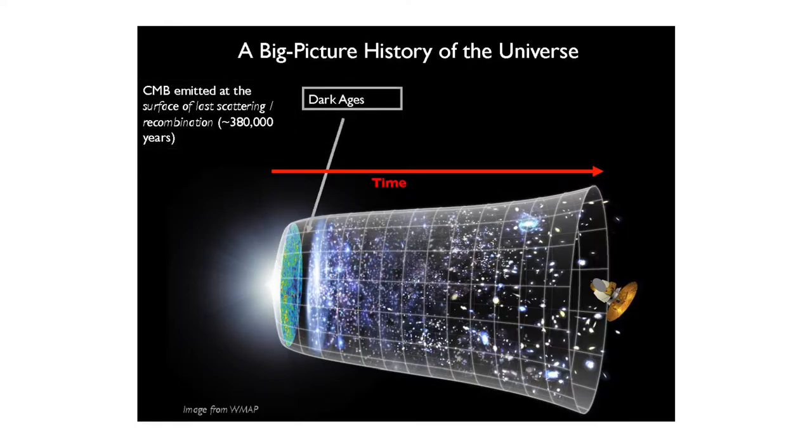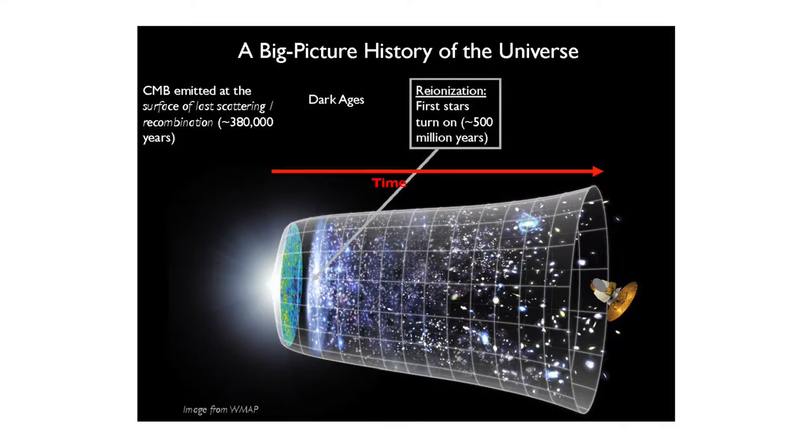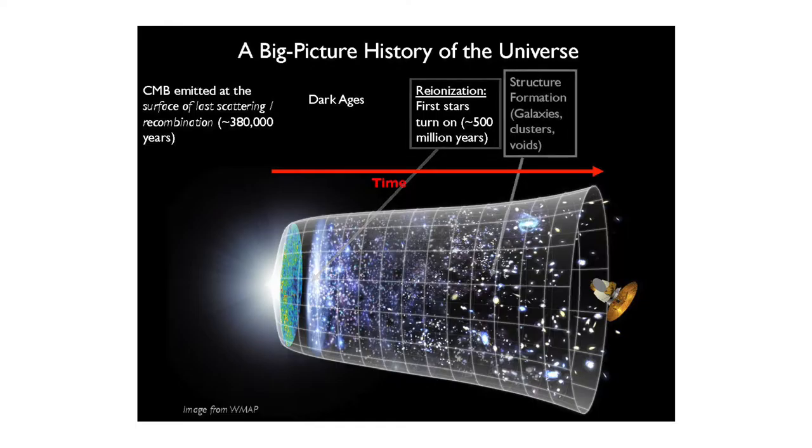Then came a period of something we refer to as the Dark Ages, and that's because the CMB light is emitted, traveling and free streaming throughout the universe, but there's nothing in the universe that is producing light at that point. And then, as time goes on, reionization happens. The first stars turn on at about 500 million years, and then the universe lights up more like what we are accustomed to today. There are objects in the universe that we can look out with telescopes and see.